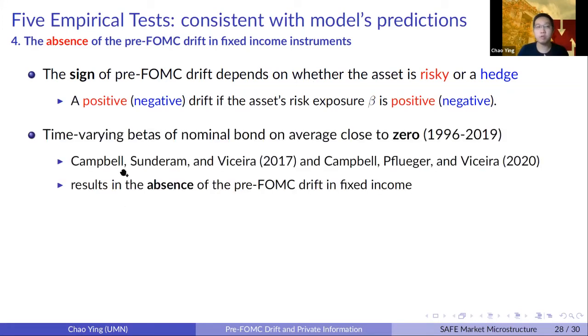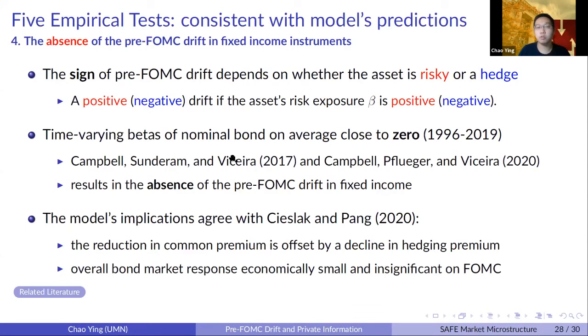Campbell and his co-authors found that the nominal bond beta is time varying, and on average, it is close to 0 during the past 30 years. So when the nominal bond beta is positive, it is risky. On average, the pre-announcement drift is positive. And when the nominal bond beta is negative, and now the bond becomes a hedge, the average pre-announcement drift becomes negative. So unconditionally, it results in the absence of the pre-announcement drift in the fixed income.